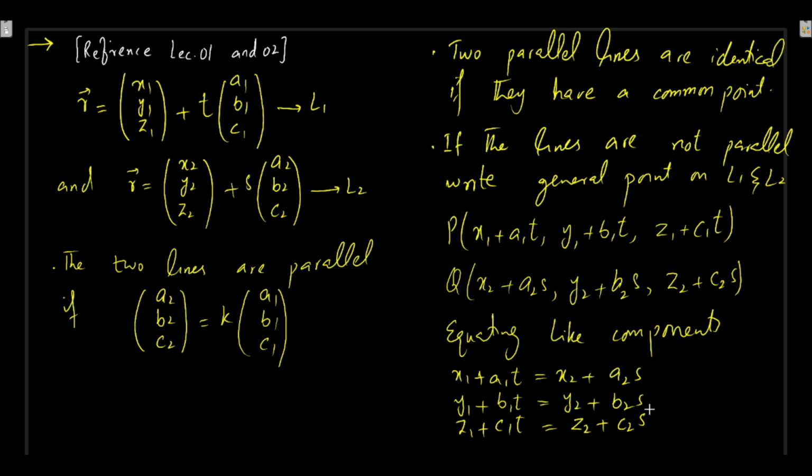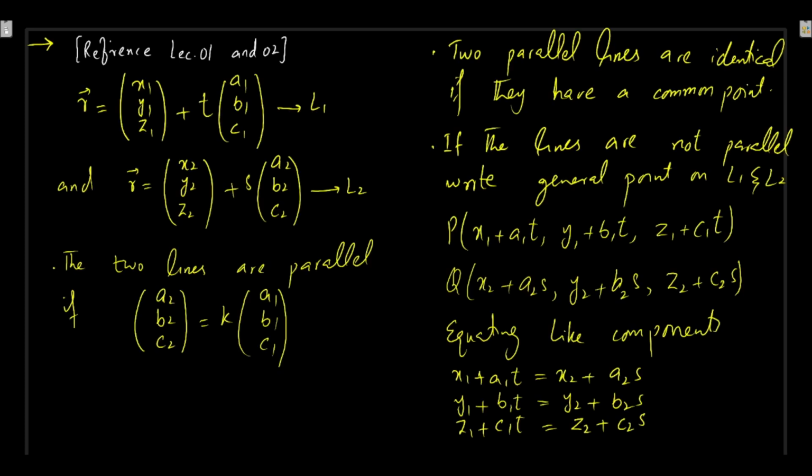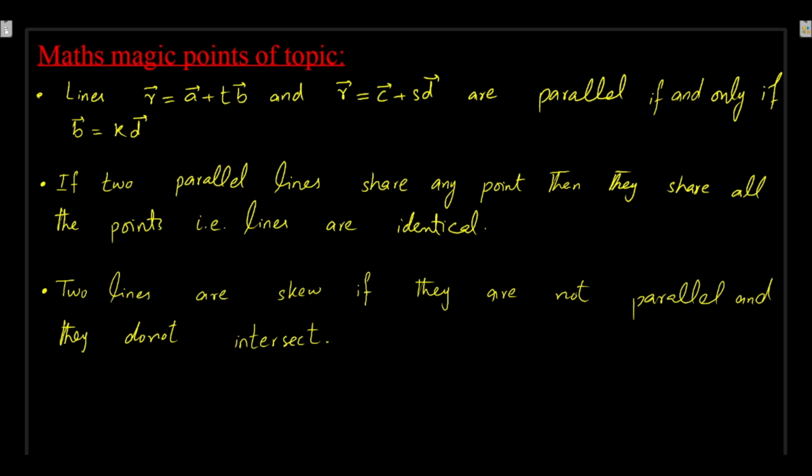We solve any two of these three equations and get the values of t and s. If these values of t and s satisfy the third equation, then the lines are intersecting. If the values of t and s obtained from any two of these equations do not satisfy the third equation, then the lines are non-intersecting. In the case the lines are not parallel and they do not intersect, these two lines L1 and L2 must be skew lines.